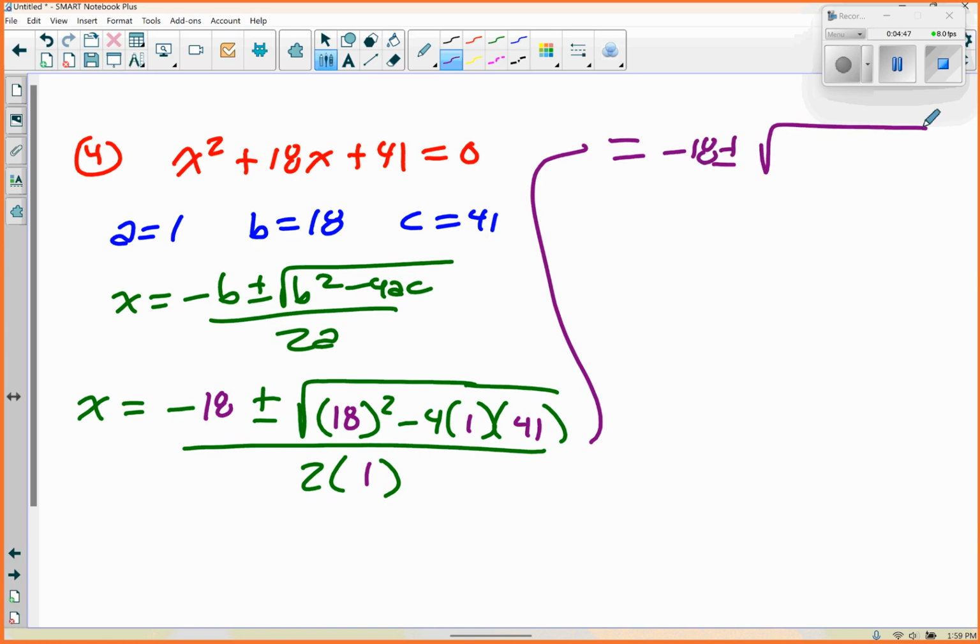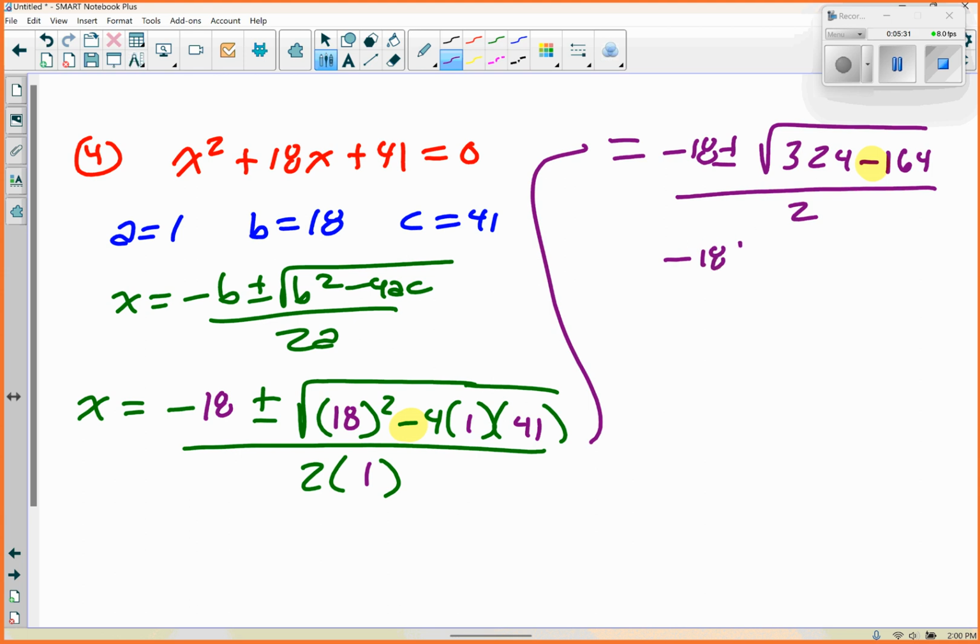Now, friends, the most important part of this is recognizing when you're going to have negative and when you're going to have positive. So, I have a question for you. Why did this stay negative? Well, it comes back to here. You started with a negative 4 and you multiplied negative 4 times 1 and negative 4 times 41, so it stays negative. So then just do the arithmetic.